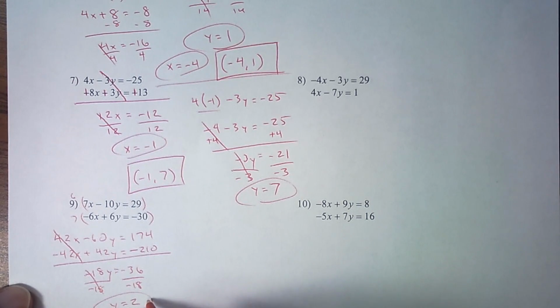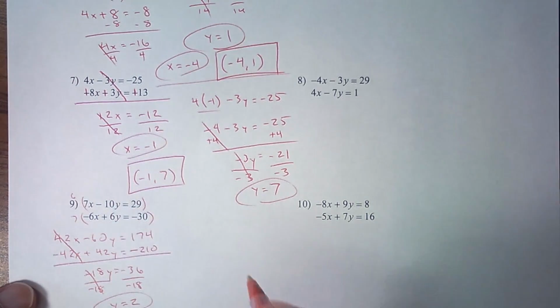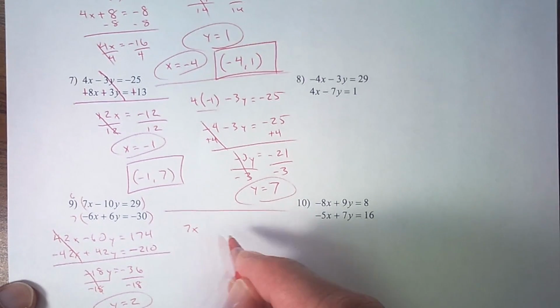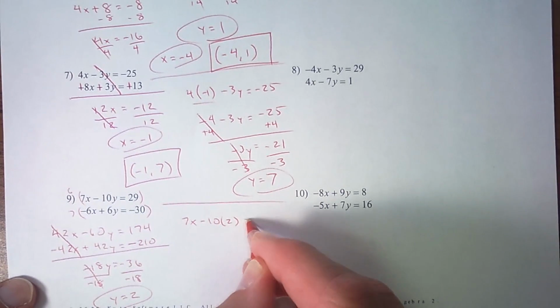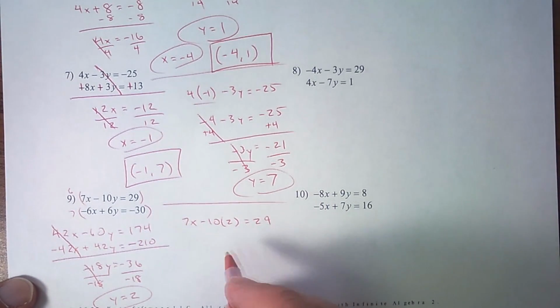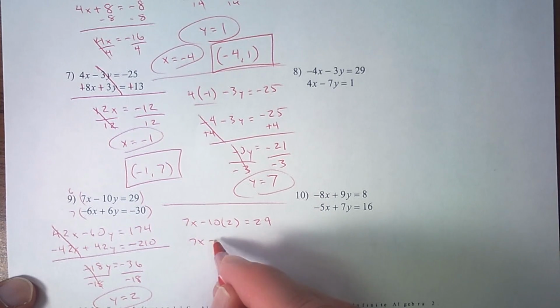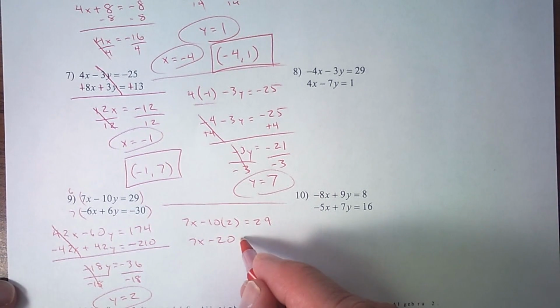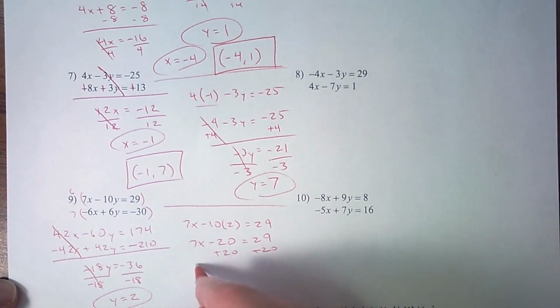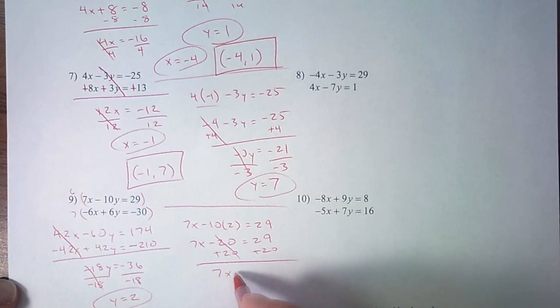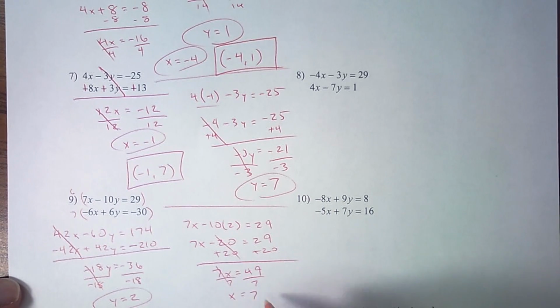Okay, now I'll plug that into, I'll go with the top equation. So 7x minus 10 times 2 equals 29. Okay, so that's 7x minus 20 equals 29. Add 20. 7x equals 49. And divide by 7. 49 divided by 7 is 7. So my solution set is 7, 2.